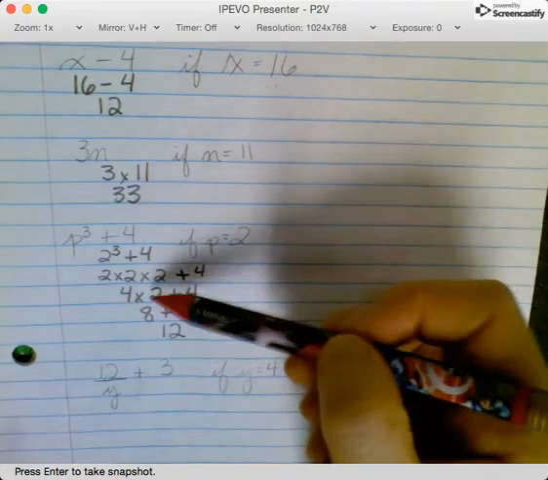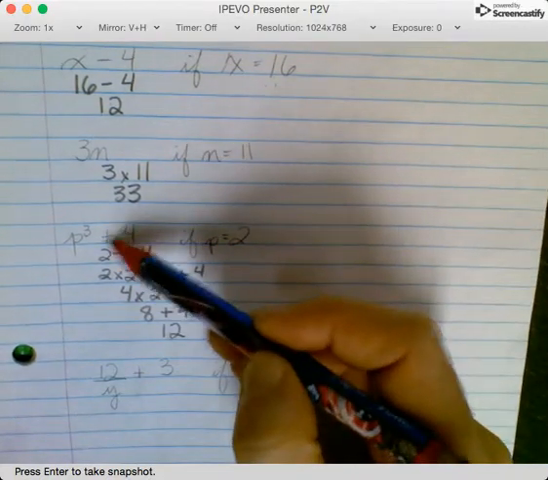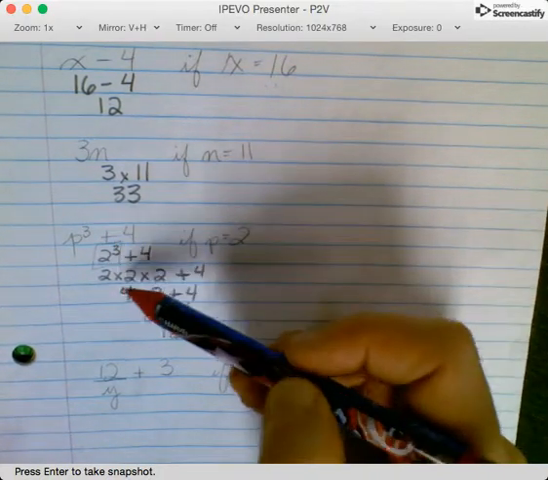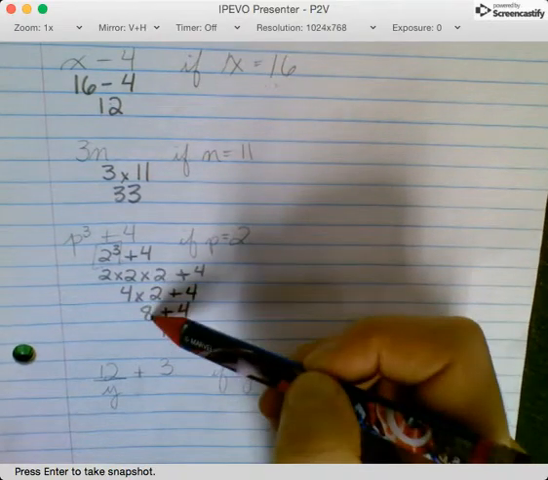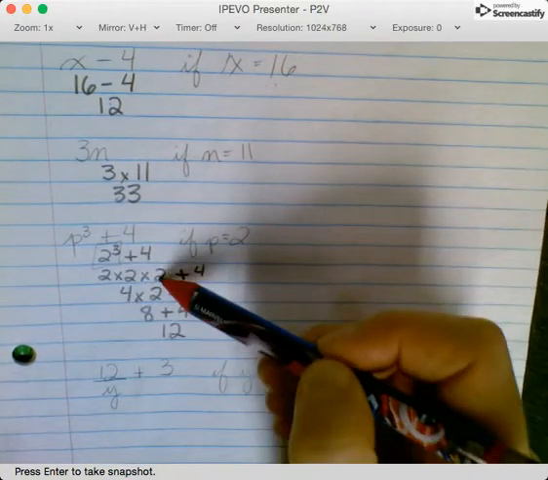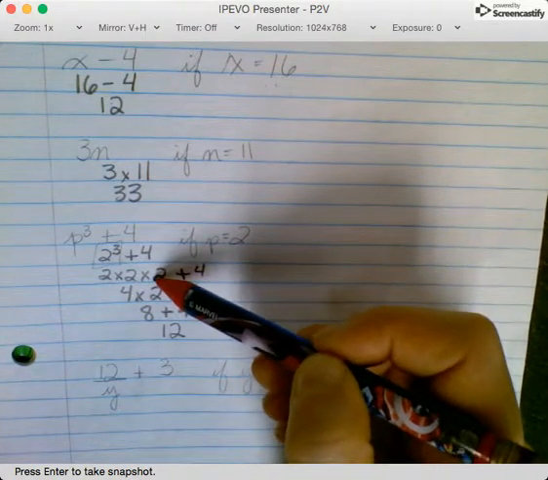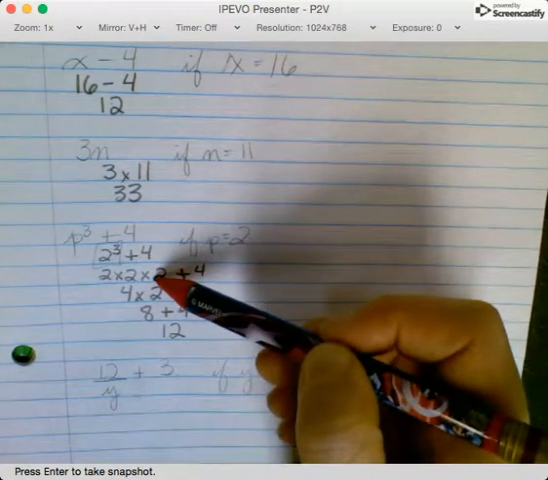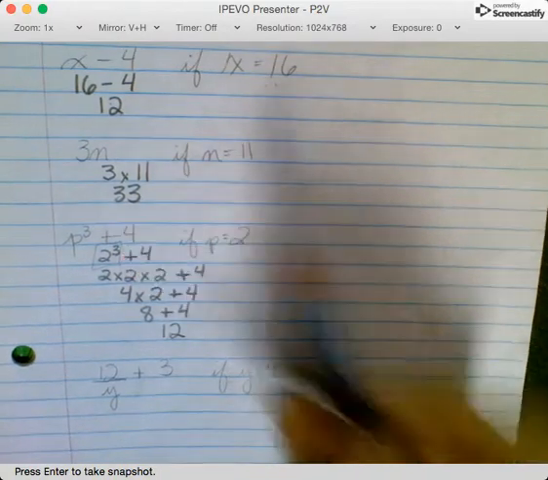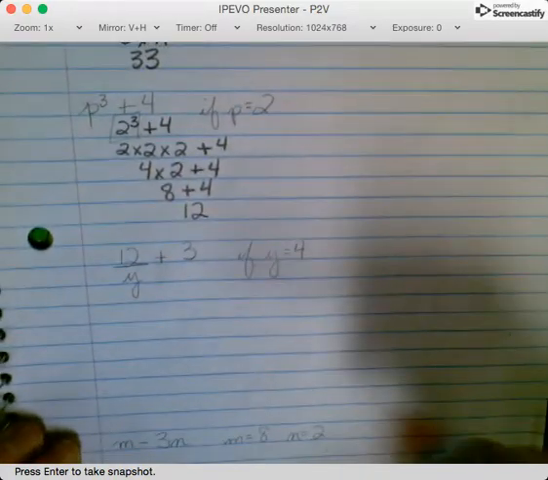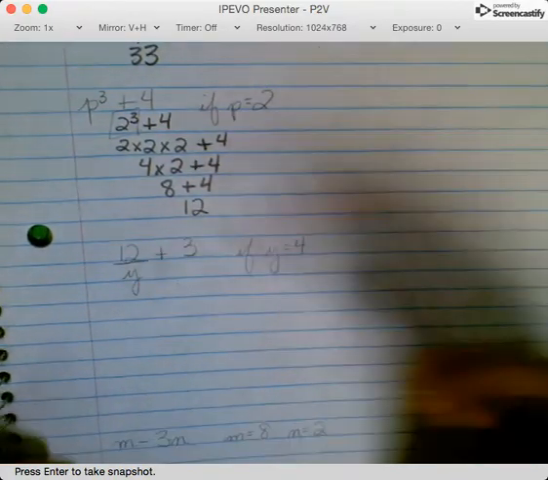Notice how I wrote down every step. Eventually you may be able to say, okay, 2 to the third is 8, and then just substitute in 8. But to start out with, I would like you to start writing out the multiplication just so that you get that in your brain, that the exponent means multiplication of that same number times itself.